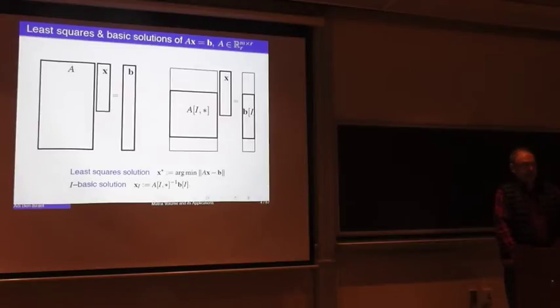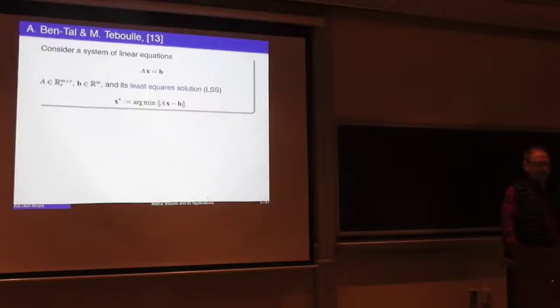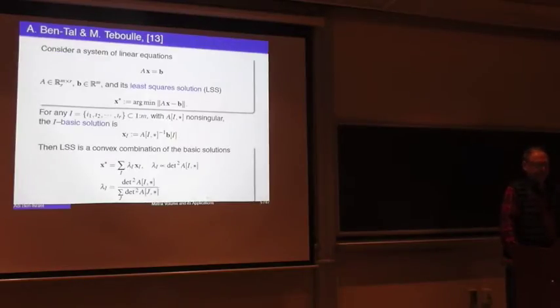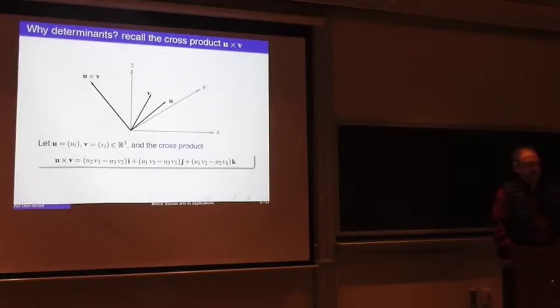And it makes sense that the least square solution will be a convex combination of the basic solutions, but the weights surprised me. The weights are proportional to the square of the determinant of that basic matrix. And where else do we see squares of determinants? Well, one example from calculus is the cross product.